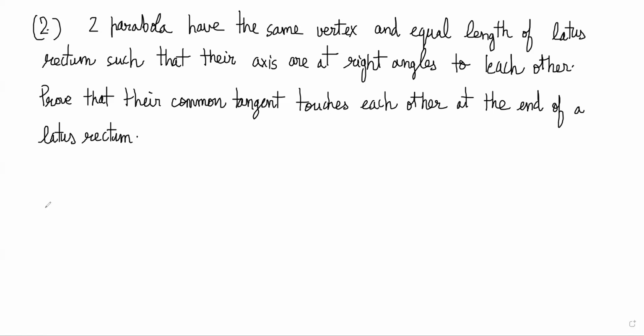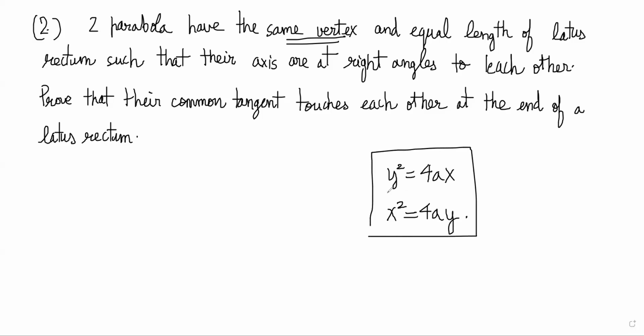Okay. So we have two parabolas with the same vertex and they have equal length of latus rectum. So we can take one of them as y square is equal to 4ax. Their axes are at right angles. So obviously the other one can be x square is equal to 4ay, right? These are two parabolas with the same vertex and equal length of latus rectum. The diagram looks like this. One of them is like this and one of them is like this, right? Obviously, the common tangent will be somewhere like this, right? This will be the common tangent. We have to find the common tangent, right?